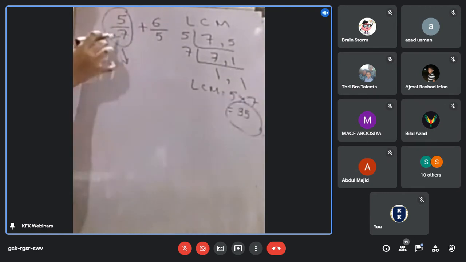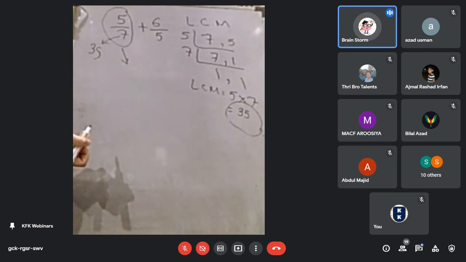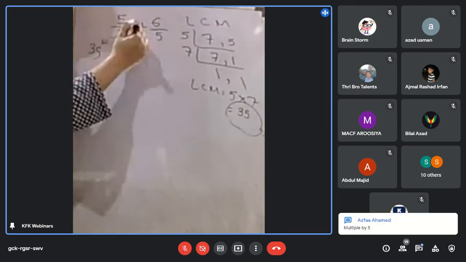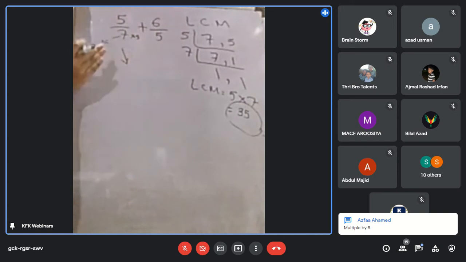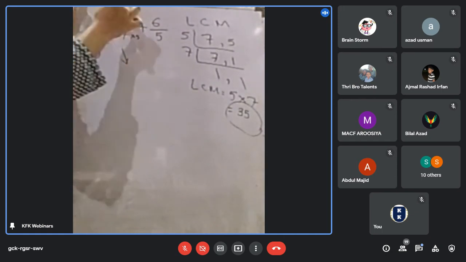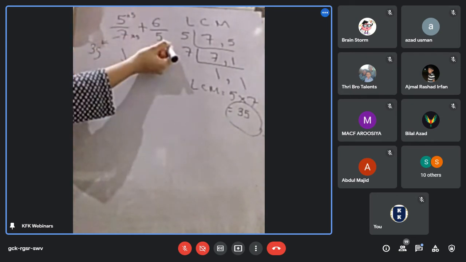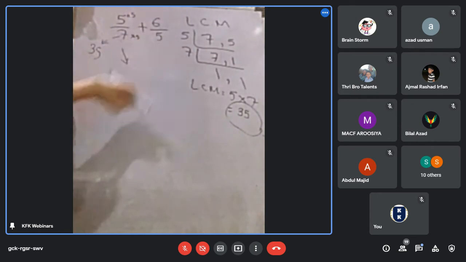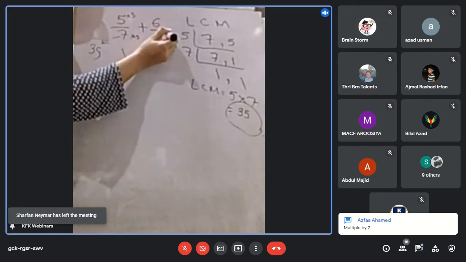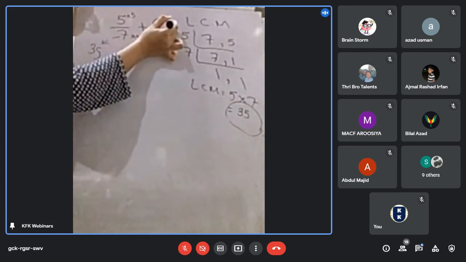So to make this 7 into 35, what are you going to do? Multiply by 5. Yes, you will be multiplying this by 5. Whatever you do to the denominator, the same thing has to be done to the numerator, so you will multiply this also by 5. Here again, to make this denominator 35, what are you going to do? Multiply by 7. Therefore, again the numerator is going to be multiplied by 7.